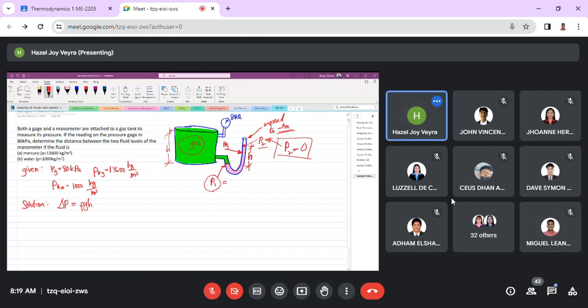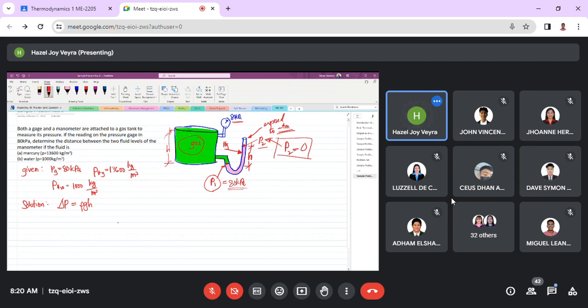So again, we are given here a gauge reading of 80 kilopascals. Meaning, class, the pressure inside this tank is 80 kilopascals. I'm asking, what's the pressure at this point? What do you think? Not 0? P atmospheric, yes, very good. Since this is a gas tank and the pressure difference between any points is negligible, we'll have P1 equivalent to the gauge pressure.